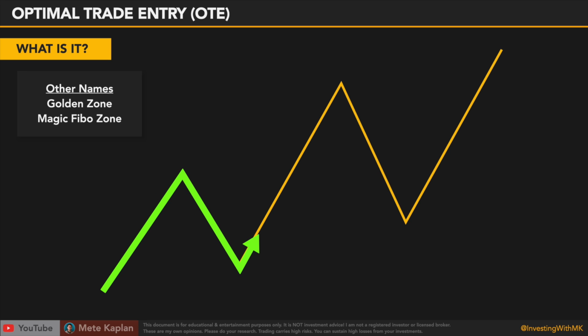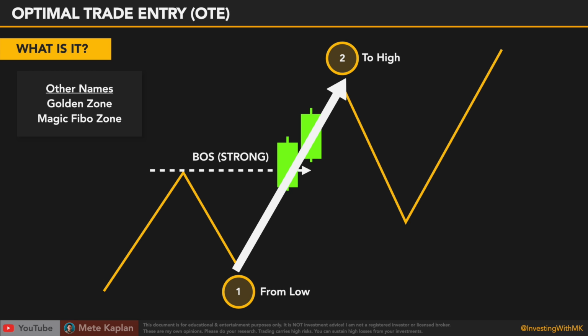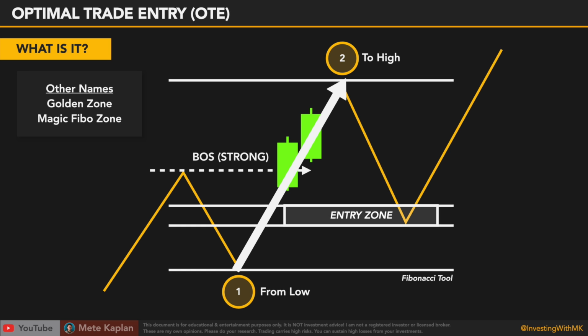Let's check out break of structure and Fibonacci first. It is an extremely powerful tool to use with breaks of structure. Once you identify a strong break of structure, you can use the Fibonacci retracement tool from the low point to the high point. Of course, you should complete your high time frame and low time frame analysis and get a market direction bias first.